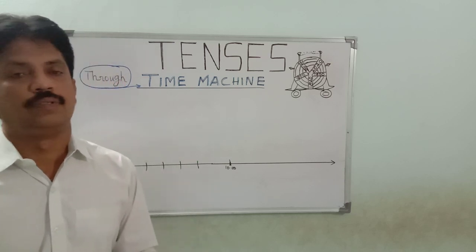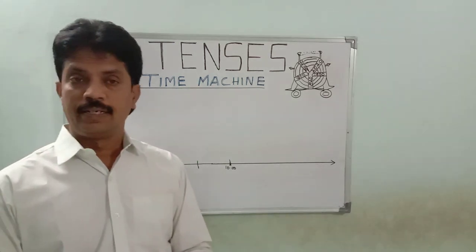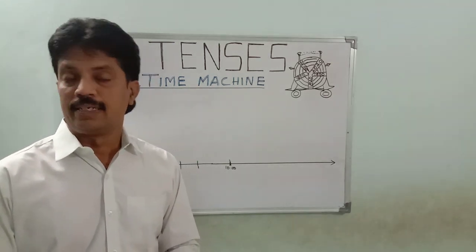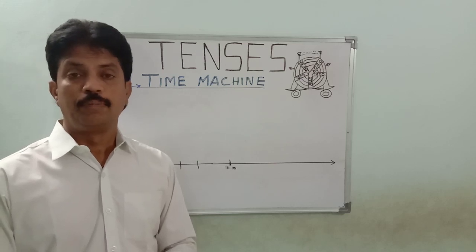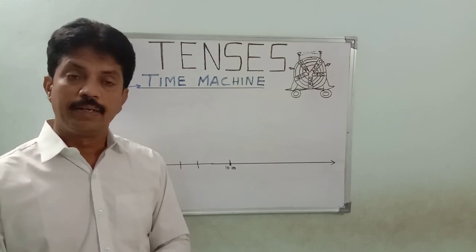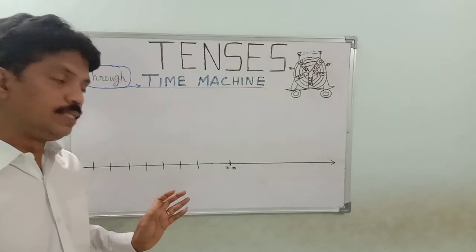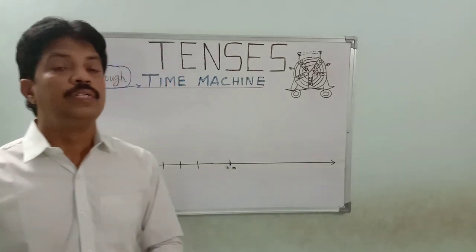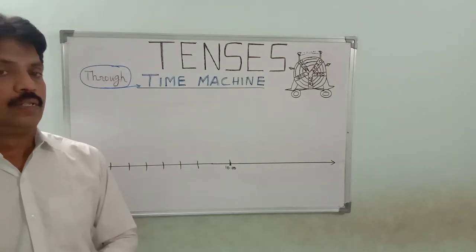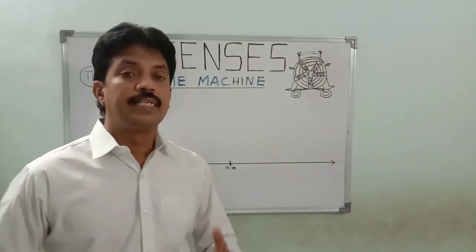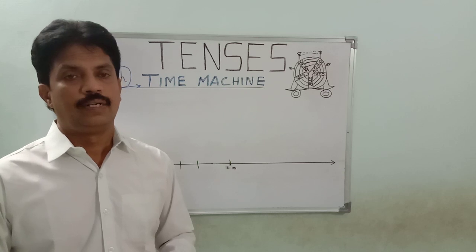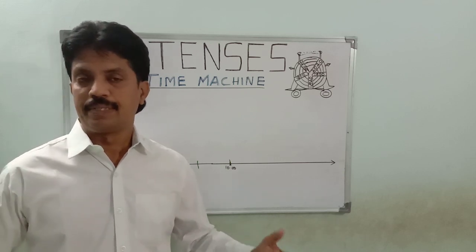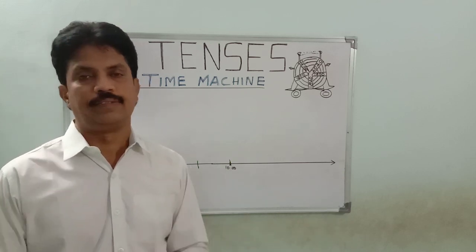For proverbs, time and tide waits none. We use present tense, waits. Why? Because a proverb is for all ages and universal truth. The sun rises in the east. It happens every day. It happens every time. So we use present tense.